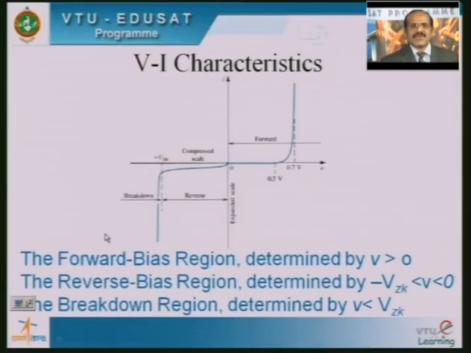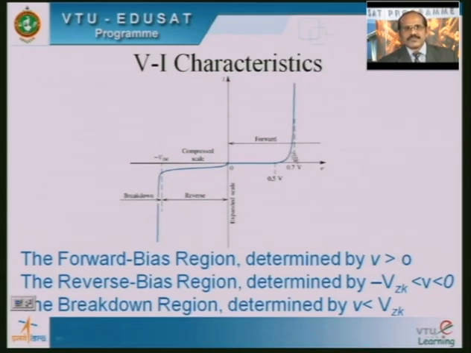Friends, let us have a look at the VI characteristics of the semiconductor diode. You can see that V is along the x axis, whereas I is along the y axis, and it can be noted from these VI characteristics that there are three modes. One is the forward bias mode, another is the reverse bias mode, and the third region is called the breakdown region. The forward bias region is determined by V greater than 0.